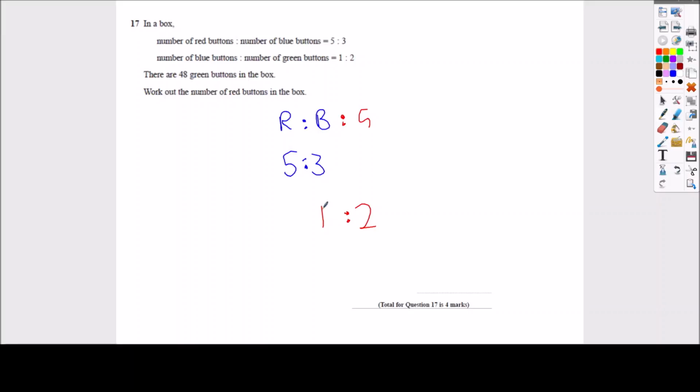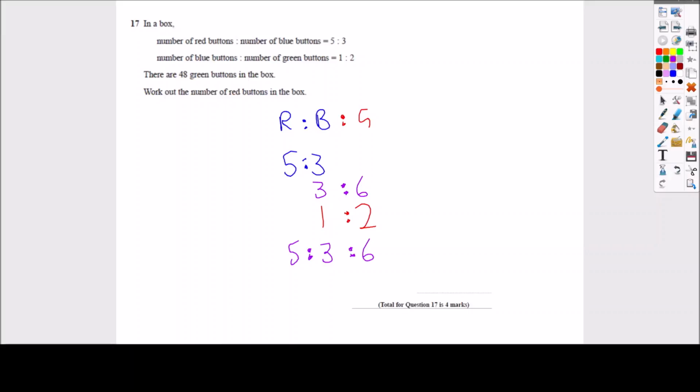Now, how can we turn this 1 into a 3? We can multiply it by 3. So 1 to 2 is the same ratio as 3 to 6. So we've now got the ratio red to blue to green of 5 to 3 to 6.